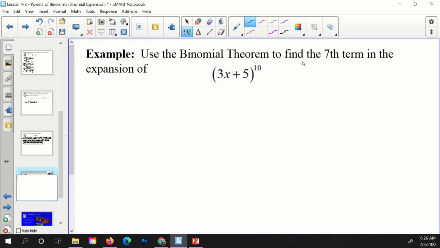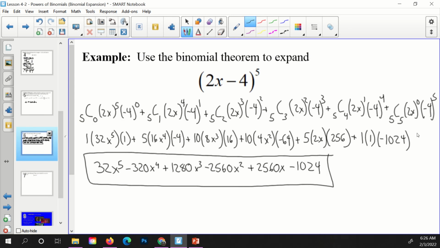Alright, my last example for today. Use the binomial theorem to find the 7th term in the expansion of this expression to the 10th. Now, am I going to do all of this work? Heck no, that would be crazy. But I am going to use the patterns that I see. I start with that number and then it goes 0, 1, 2, 3. This exponent goes down each time. This exponent goes up each time. I'm going to use that pattern.